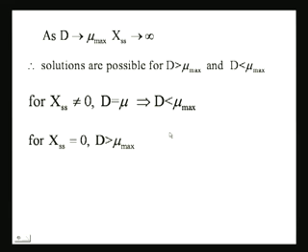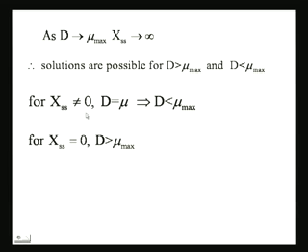Now, for XSS equals 0, D greater than mu max is in the feasible range, but it's not of any interest to us. If no cells are being produced, it's of no interest to us. So, this is just another possibility.